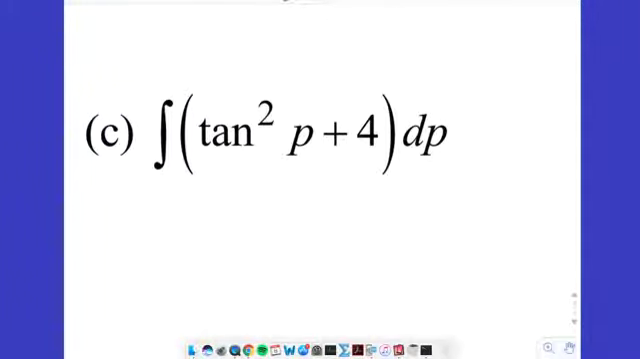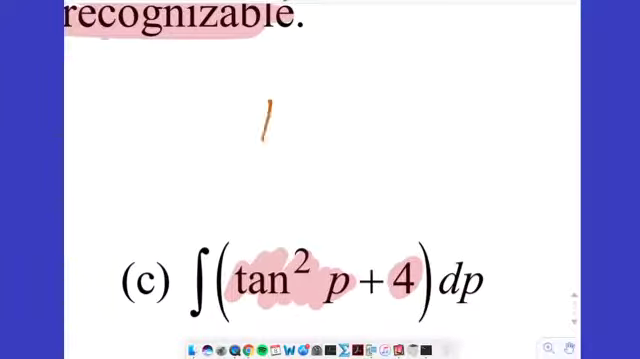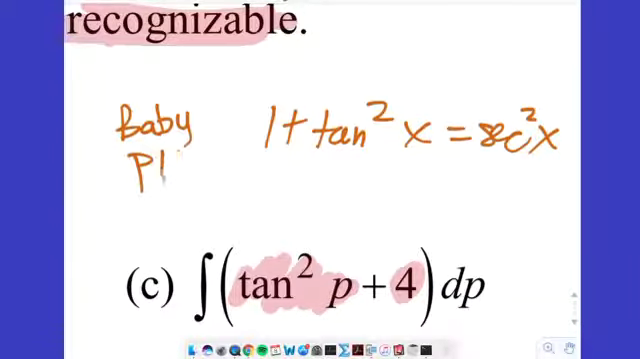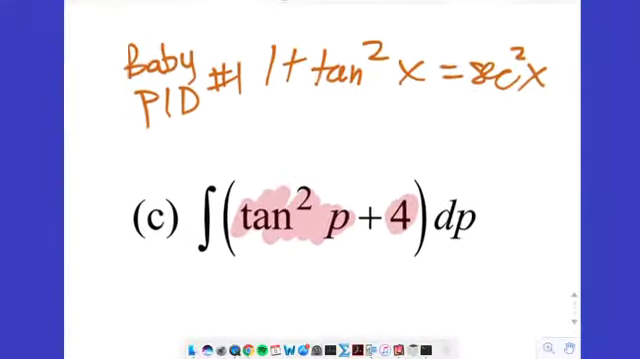Tangent squared plus 4. I know how to find the antiderivative of 4 with respect to p. Is tangent squared a known derivative? No. What are the known derivatives? Not tangent squared, but secant squared is a known derivative. Gosh, if only there were a way to write tangent squared in terms of secant squared. Is there a way to write tangent squared in terms of secant squared? Yes, there is. Baby PID number 1.